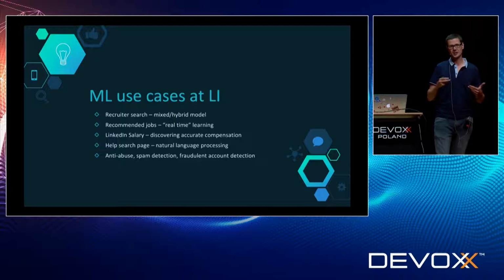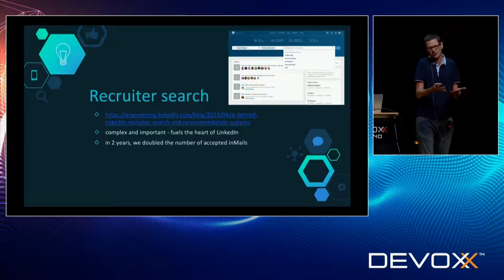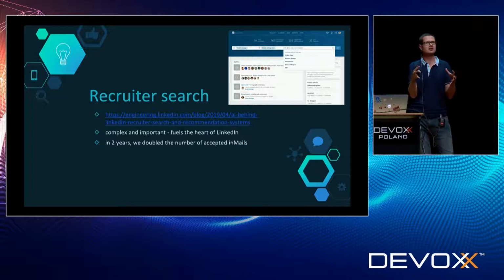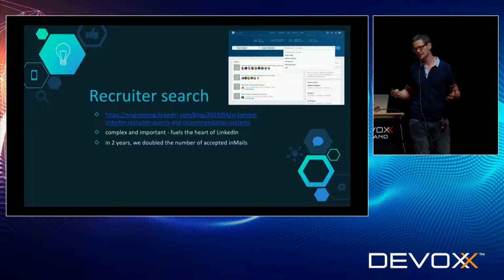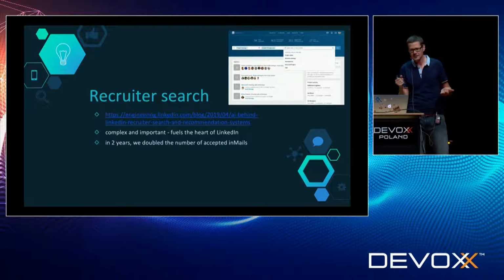Let's talk about recruiter search first. Recruiter, I don't think that any one of you uses it because it's more for recruiters, but it absolutely is, to me, a fundamental part of the LinkedIn ecosystem of products. Our goal is to get you the best job, which means we want to get the headhunter or the recruiter the best possible candidates for the job he's looking to fill. So this is the heart of LinkedIn, and it's complex and important.